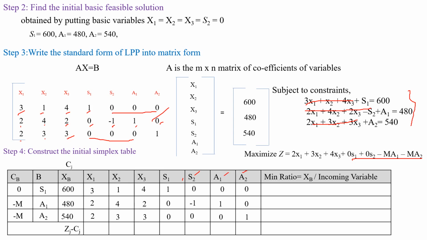Next, Cj is the cost coefficient of the variables. For this one we have to observe the objective function and write the coefficient values of X1, X2, X3, S1, S2, A1 and A2. So these values are 2, 3, 4, 0, 0, -M and -M.